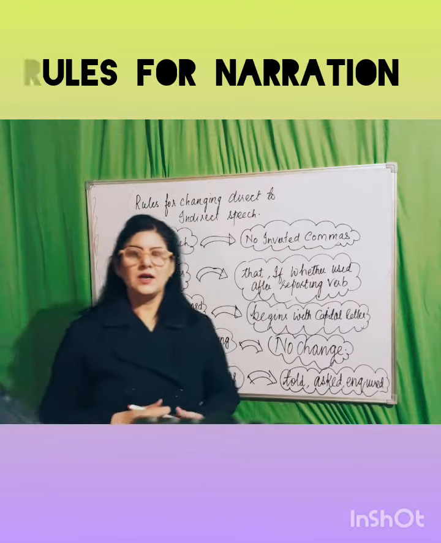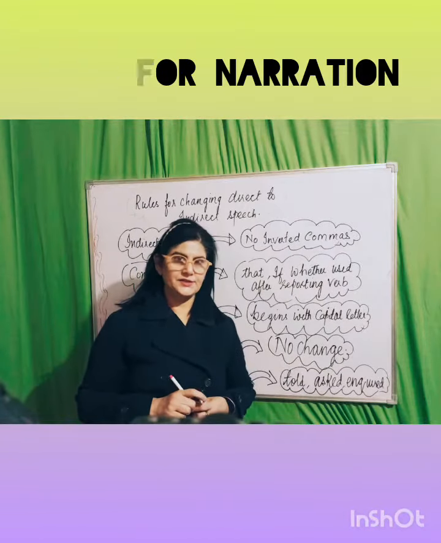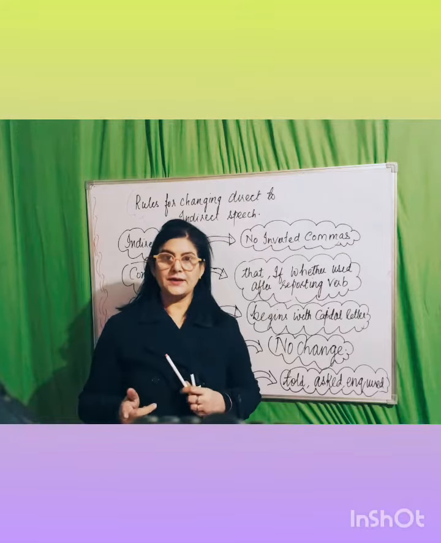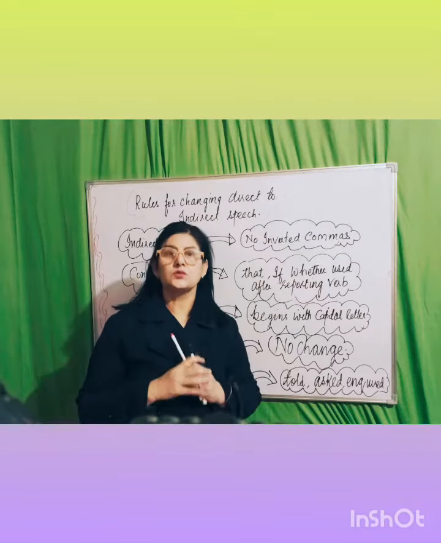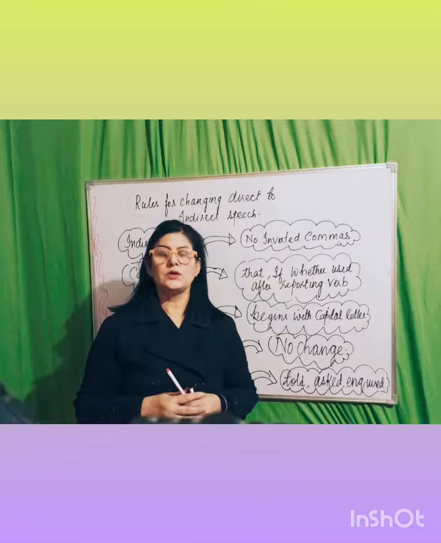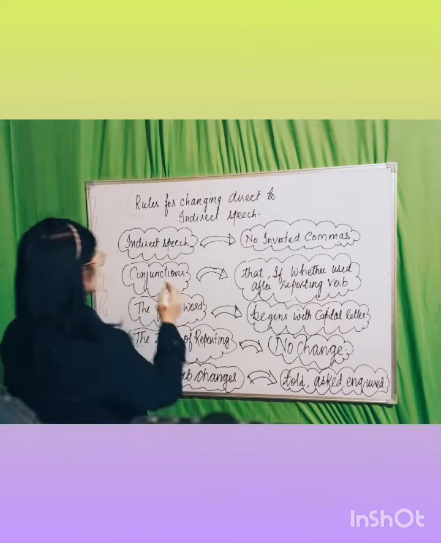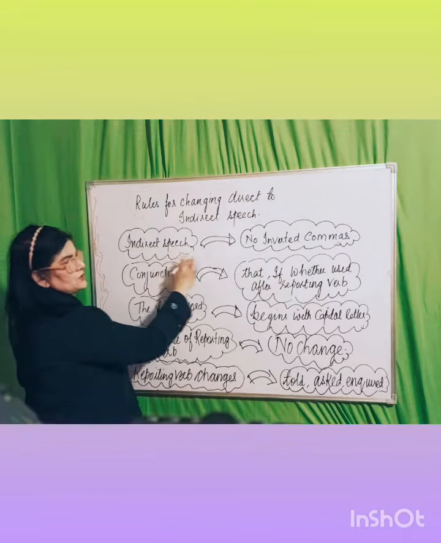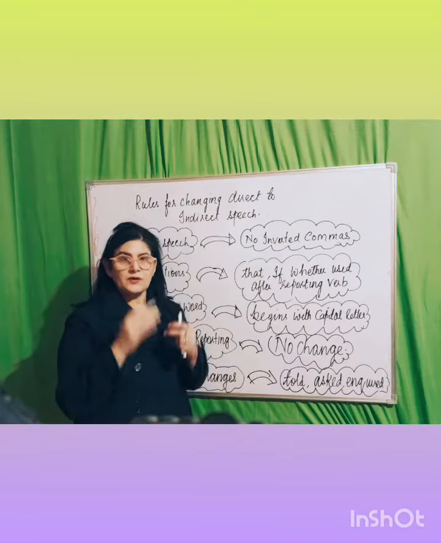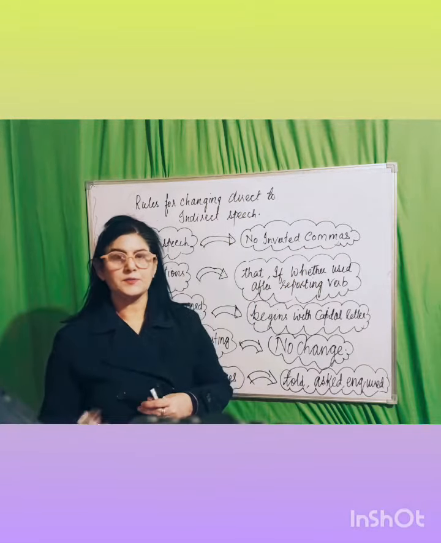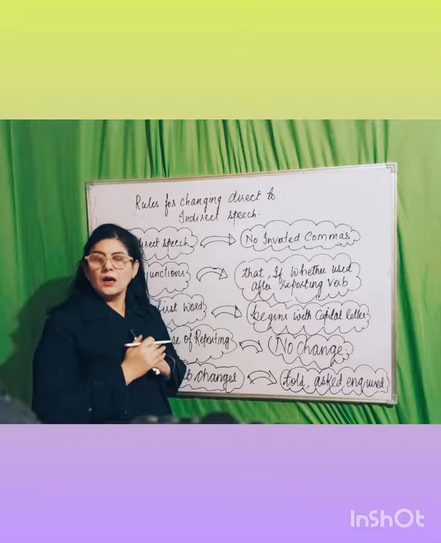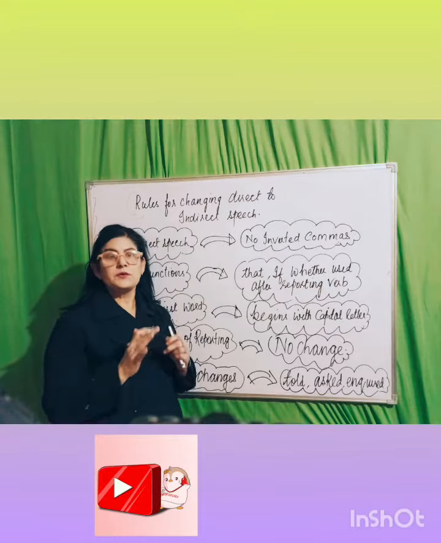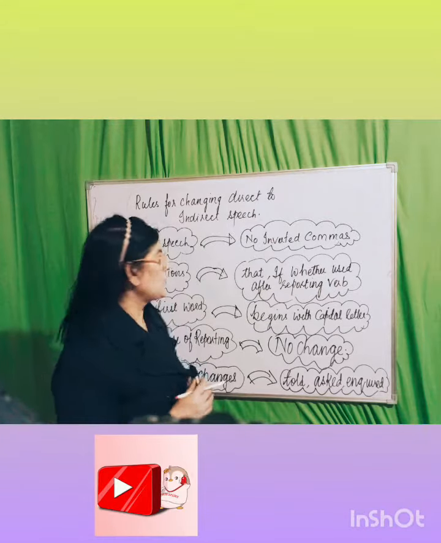Hello everyone. So let's understand, while changing from direct to indirect speech, what are the certain rules which we have to follow. So let's begin. The first one is indirect speech, no inverted comma. When we are changing from direct to indirect speech, the inverted commas are not there. Means we don't have to use the inverted commas.